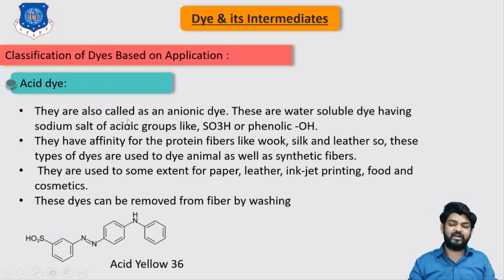And this is one example of the dye, that is acid yellow 36. As you can see here, it has 3 benzene rings. Every benzene ring is interconnected with NH, that is an amine. And at the end we have an acid group as well, that is SO3H. So this was all about the acidic dyes.